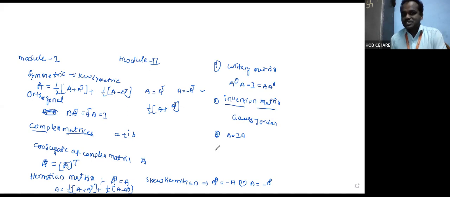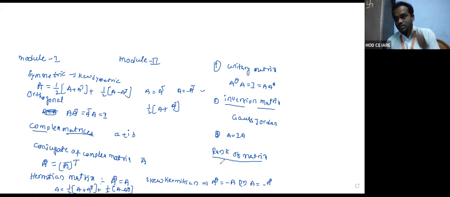Rank of the matrices. In this module you also learn the rank of a matrix. This is a major topic. With the rank of matrices, you already learned the determinant of matrices. If the determinant is not equal to 0, then its order we can consider as the rank of the matrix. It is the same, but here with the help of elementary operations like row operations and column operations.